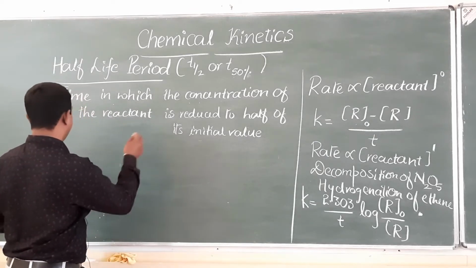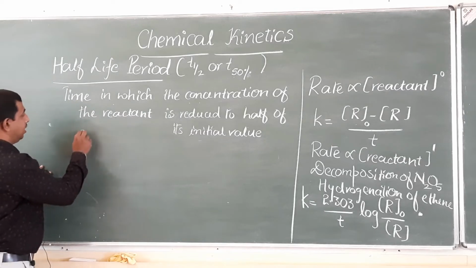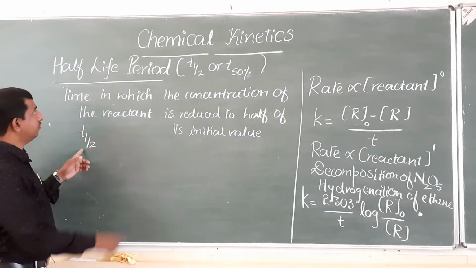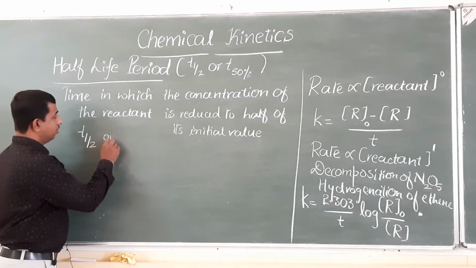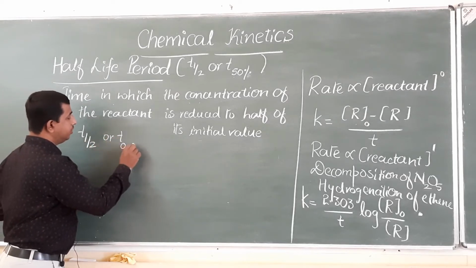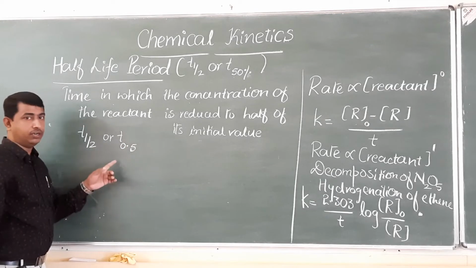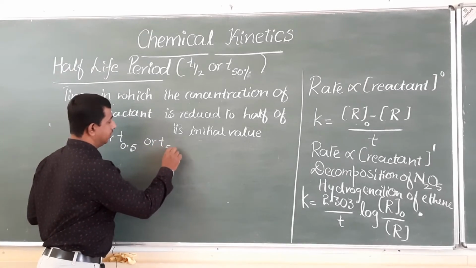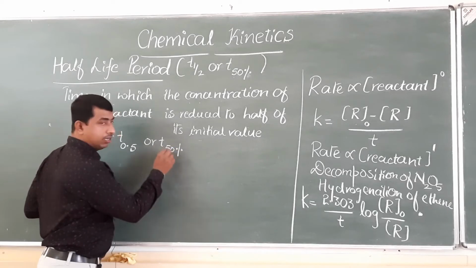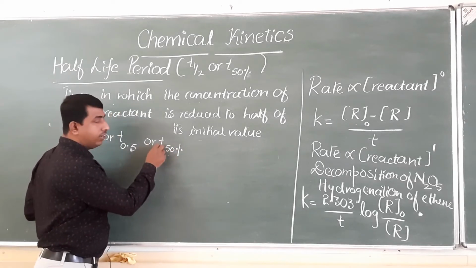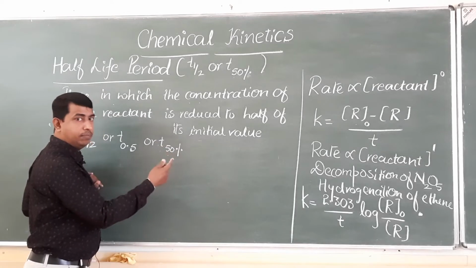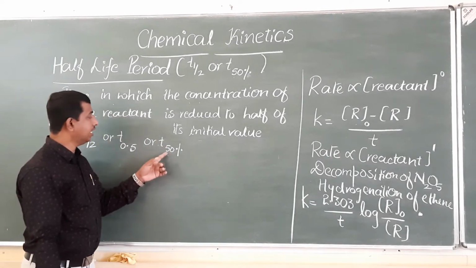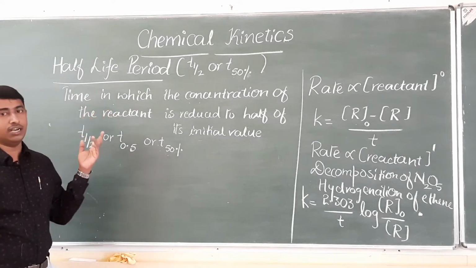Half-life period is designated as T half, the symbol used for half-life period, or we can write T 0.5, or I can write T 50%. T 50 means time required for 50% completion. That time is called the half-life period.